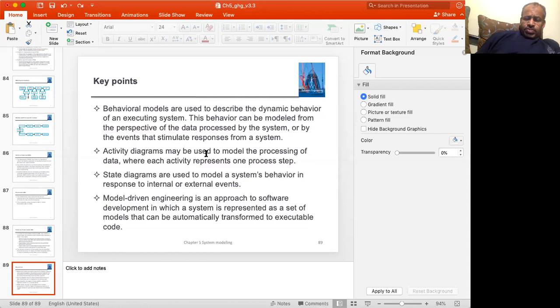Activity diagrams may be used to model the processing of data, where each activity represents a process step. Activity diagrams can also be thought of as process-type models. They show the process by showing the activities and the chains of activities and the sequences between them. Model-driven engineering is an approach to software development where the system is represented as a set of models that are gradually transformed and evolved into executable code.